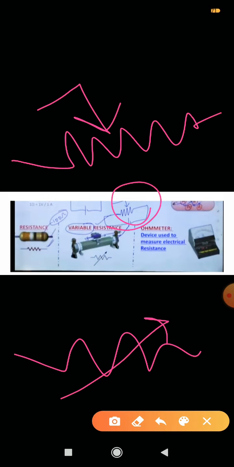An ohm meter is the device used to measure electrical resistance. It is like an ammeter and a voltmeter. So let's move ahead. Ohm is the SI unit of resistance. What is the unit of resistivity? Ohm meter.